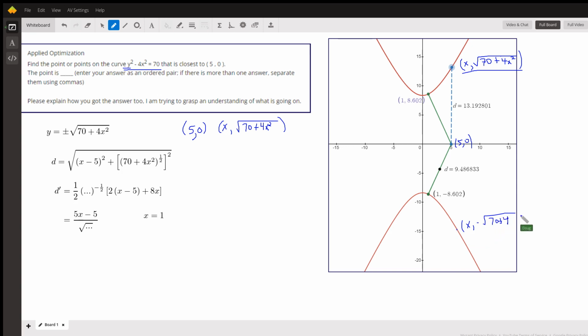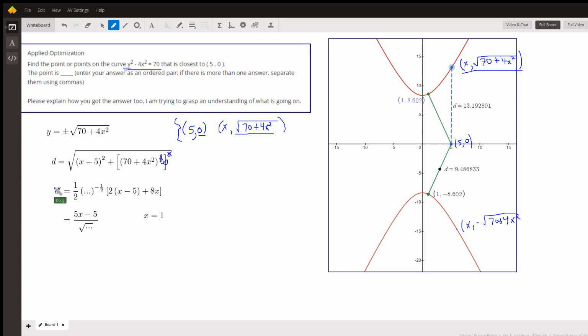Okay, now what we want to do is come up with a function that represents the distance between that point and (5, 0). So there's our two points. How do you find the distance between two points? You use the distance formula, which is the square root of the difference between the x-coordinates squared, so (x minus 5) squared, plus the difference between the y-coordinates squared. So you could picture a minus 0 in here if you wanted to, but after you square it, we just get 70 plus 4x squared.